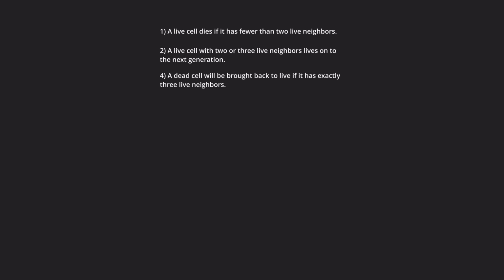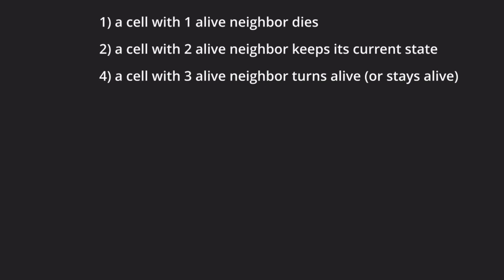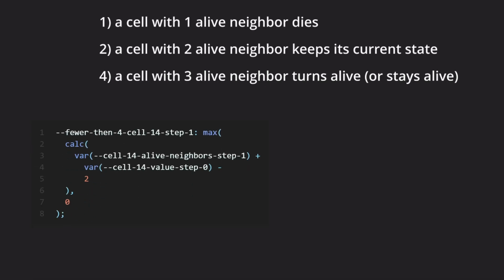We can rewrite these as: a cell with 1 alive neighbor dies, a cell with 2 alive neighbors keeps its current state, and a cell with 3 alive neighbors turns alive. We can cover all 3 of these rules with this CSS. We take our variable for the number of alive neighbors plus the value of our cell, 1 or 0 depending on if it is alive. Then we subtract 2 and take the max of the result and 0.